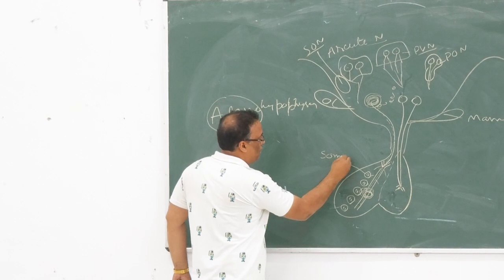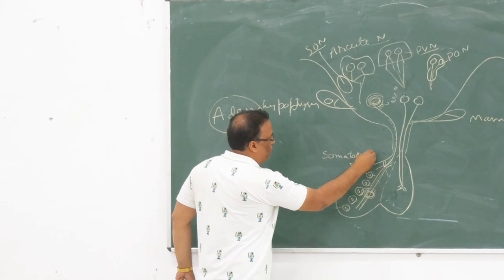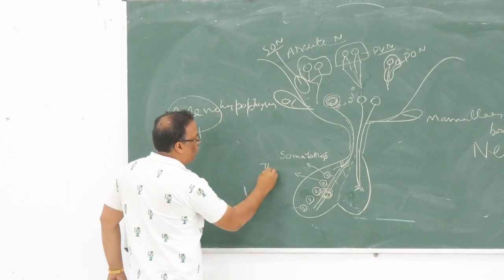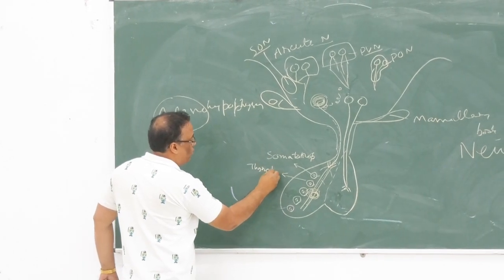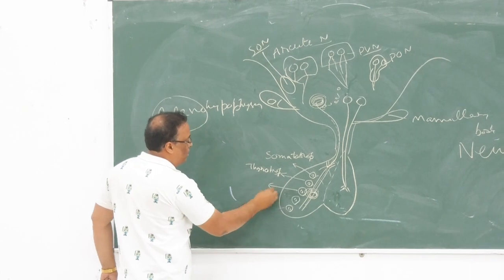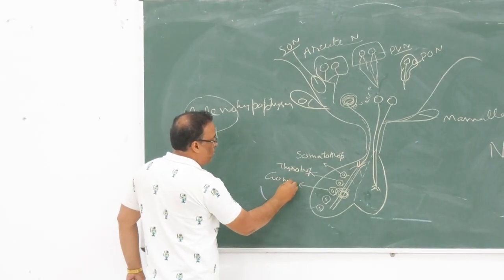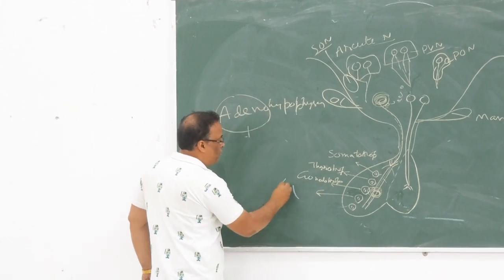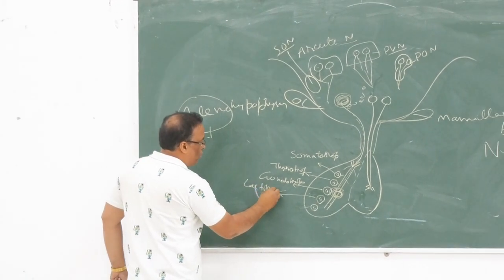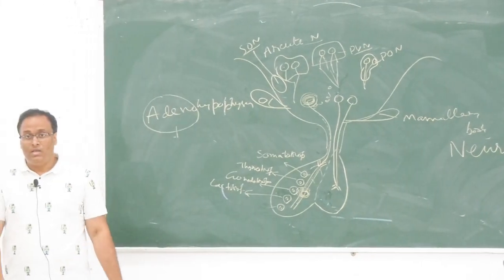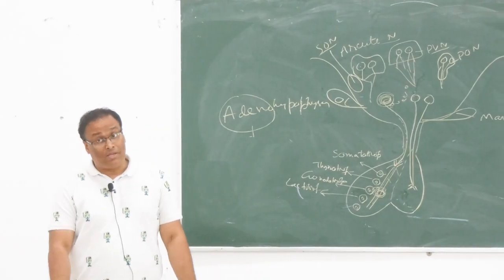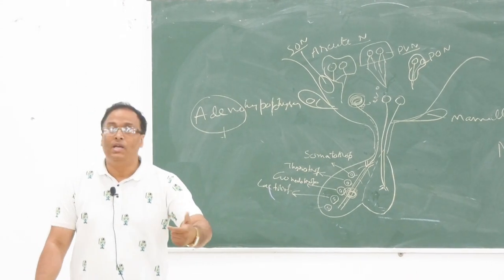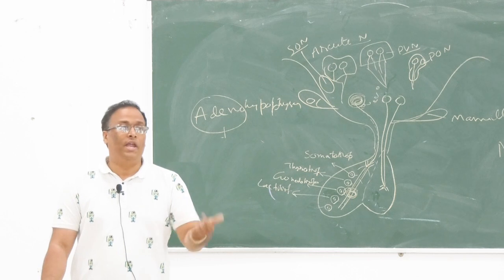Suppose this is called somatotroph. This is called thyrotroph. This is called gonadotroph. This is called lactotroph. So what is happening here? There are some glandular parts and some names are there. That is specific for the action of some specific releasing hormone for that name.